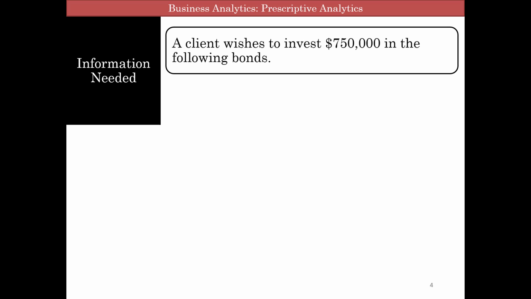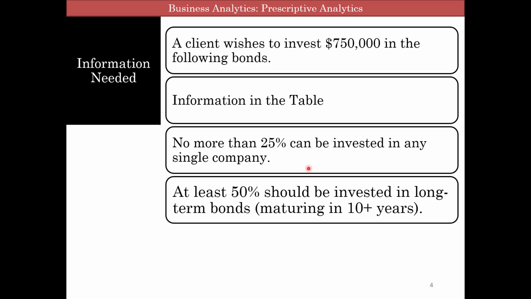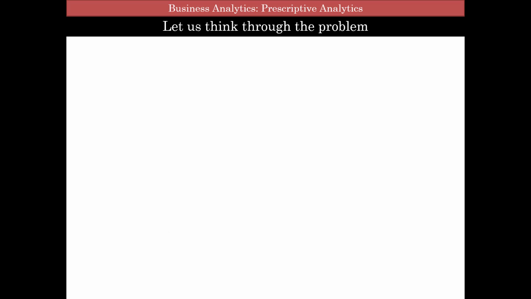So here's the information. Client wishes to invest 750,000. Information was in the table. We talked about that. No more than 25% in any one company, at least 50% long term, and no more than 35% in these, Dynastar, Eagle Vision, and OptiPro. So let's do a thought exercise. Let's think through this problem.